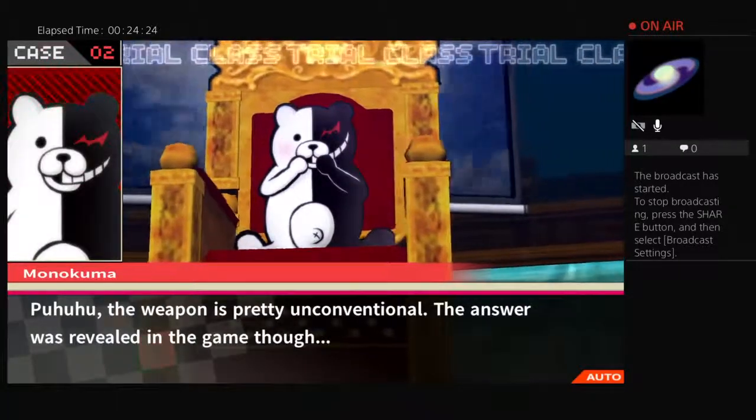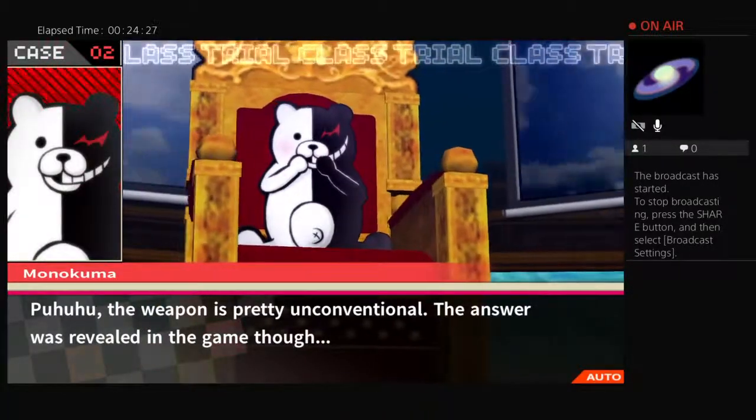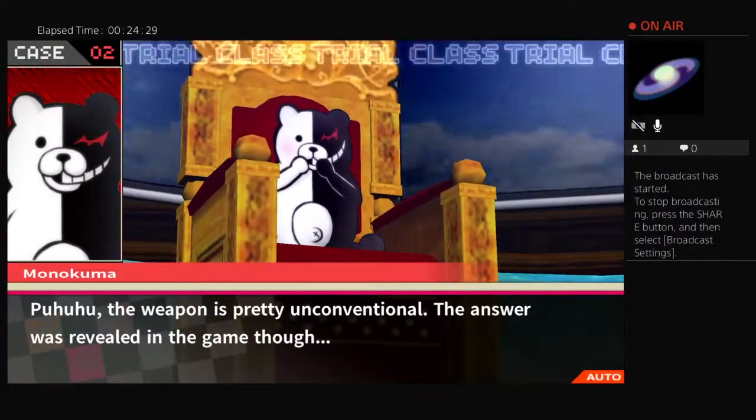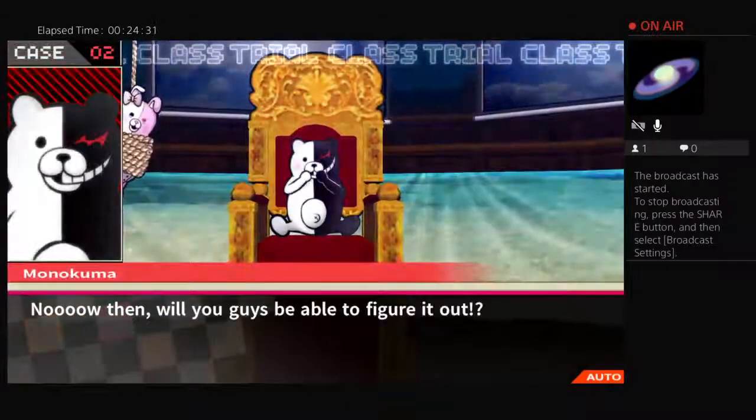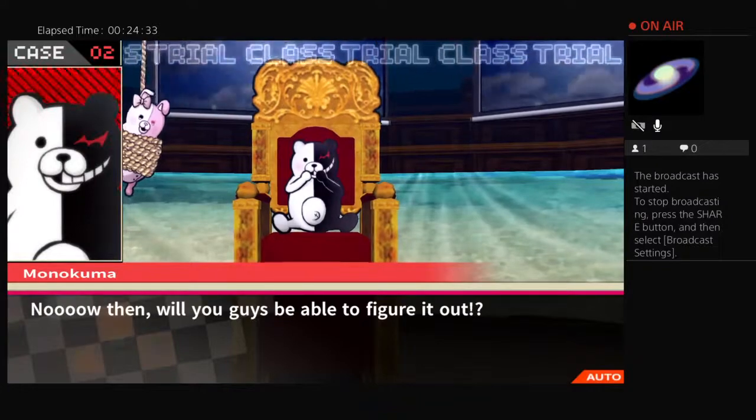The weapon is pretty unconventional. The answer was revealed in the game, though. Now then, will you guys be able to figure it out?